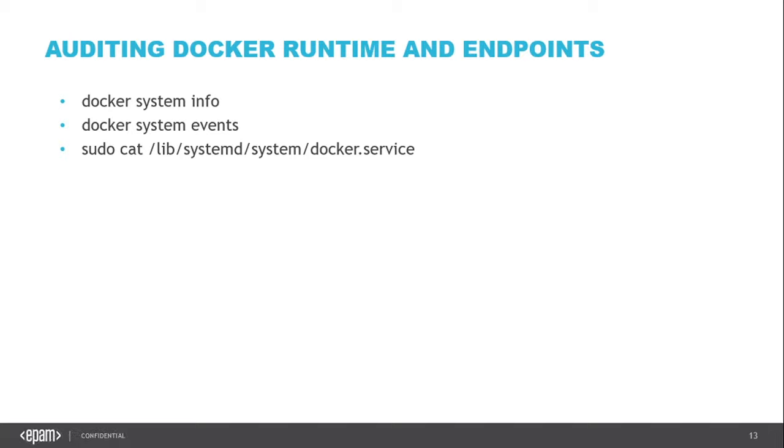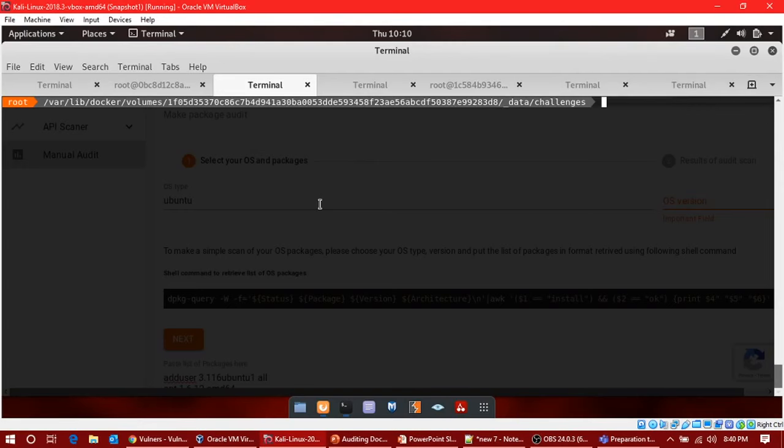So let us also look at the Docker runtime and the endpoints. You can view the information about the Docker that is currently running by using docker system info. You can also look at the events that are running by using docker system events. You can also assess the runtime of this Docker by viewing the contents of docker.service. Sorry. So now let us see how they run.